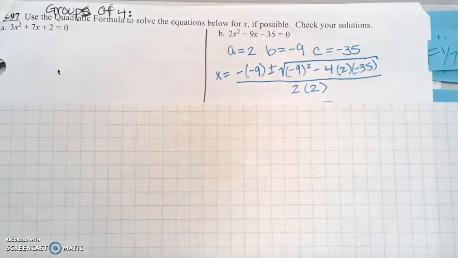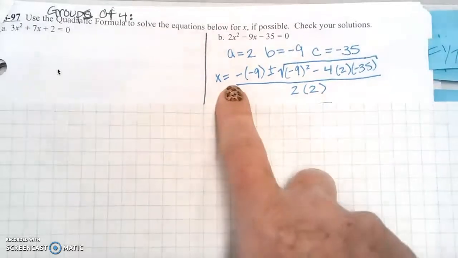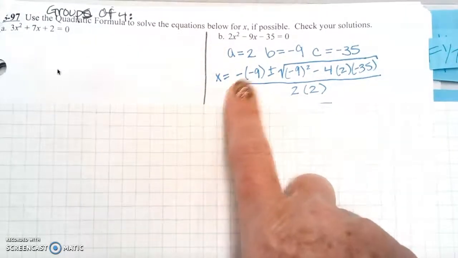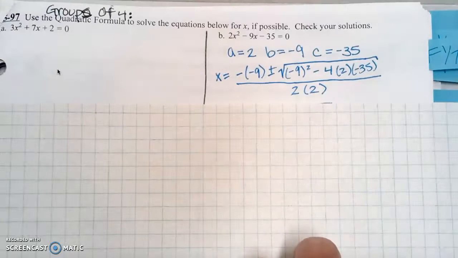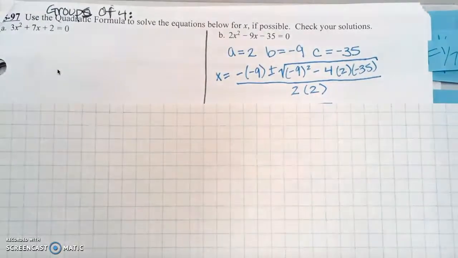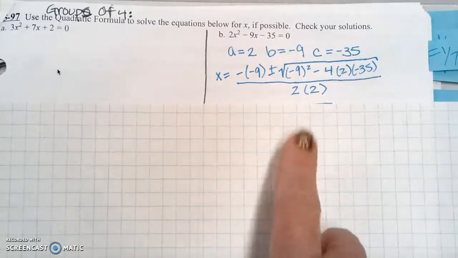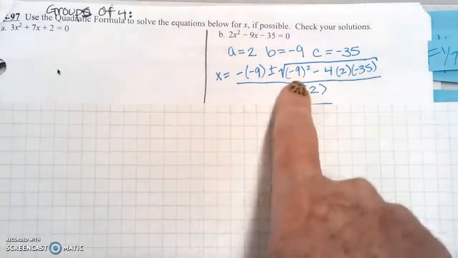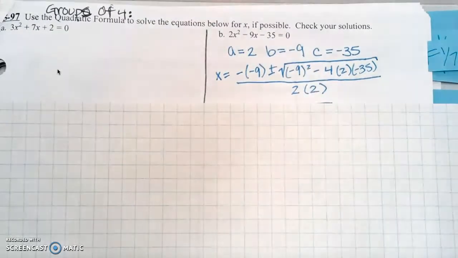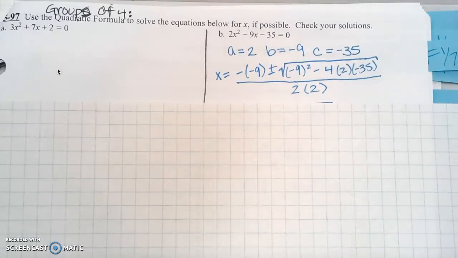Okay? Simply plugging in. X equals negative B. So we're going to say the opposite of negative 9. Then you do your plus minus symbol. Then you have the square root of negative 9 squared. Make sure you put that negative 9 in parentheses. Minus 4 times A, which is 2, times C, which is negative 35.